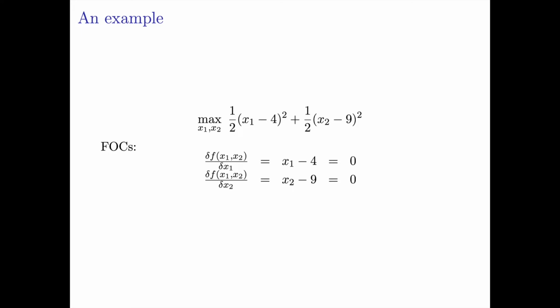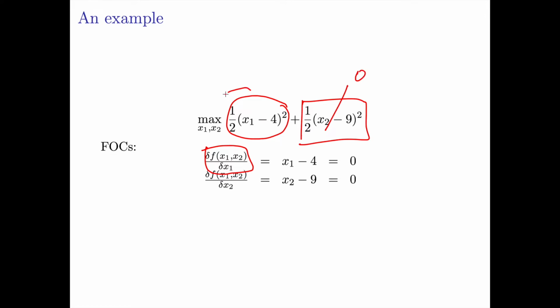So the partial derivative with respect to x1 is the derivative of this part. If we treat x2 as a constant, then this whole thing is a constant. So when we take the derivative of this with respect to x1, this part is 0. And the derivative of this part is 1/2 times 2 times x1 minus 4. The 2 and the 1/2 cancel to give us 1, and we're left with x1 minus 4.